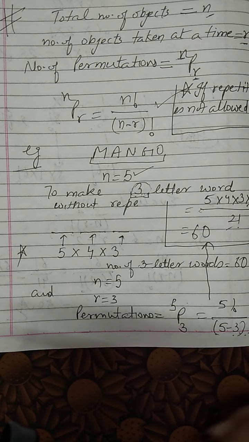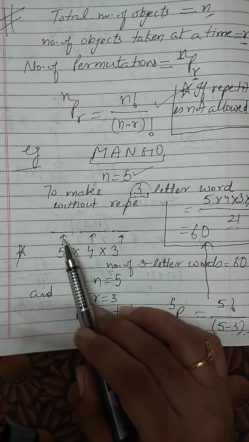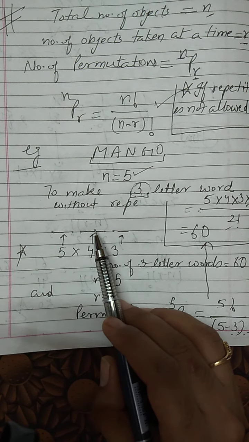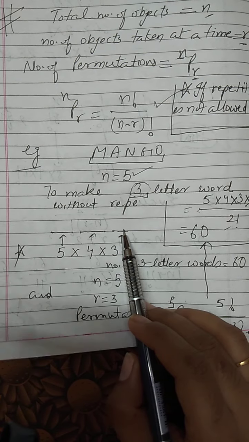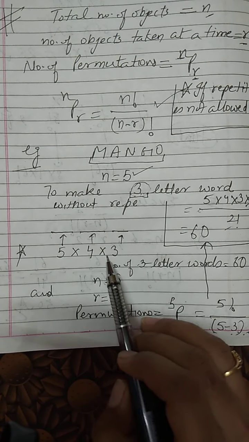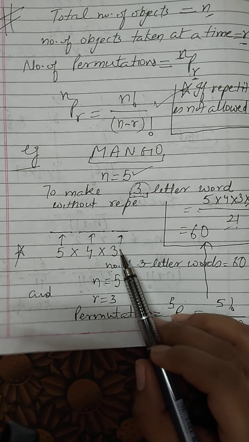Now if repetition is allowed, if I take the same example, all 5 will be available here. For this place also all 5 will be available. For the third place also all 5 will be available. So it will be 5 raised to power 3 in this example by the fundamental principle of counting.